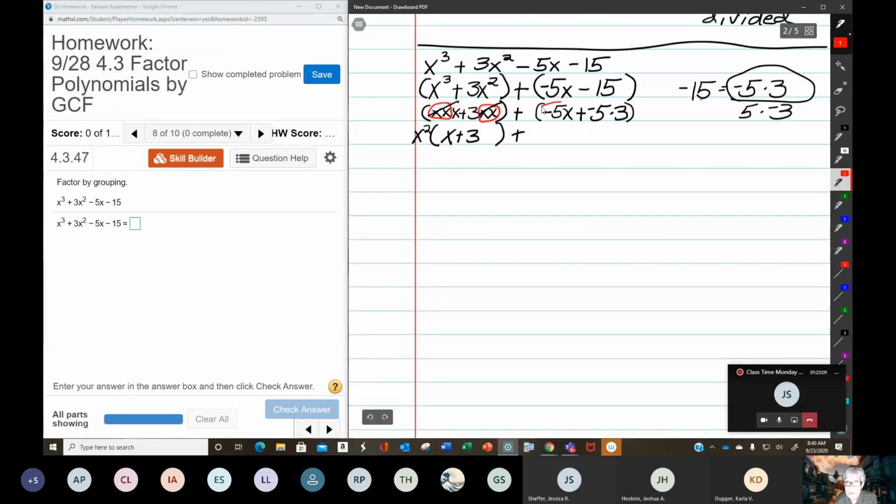Now, I'm going to circle the negative 5 and write it out front of these parentheses. And then open parentheses for the leftovers. I mark through what I've circled. And I can see now that my leftovers are x plus 3.